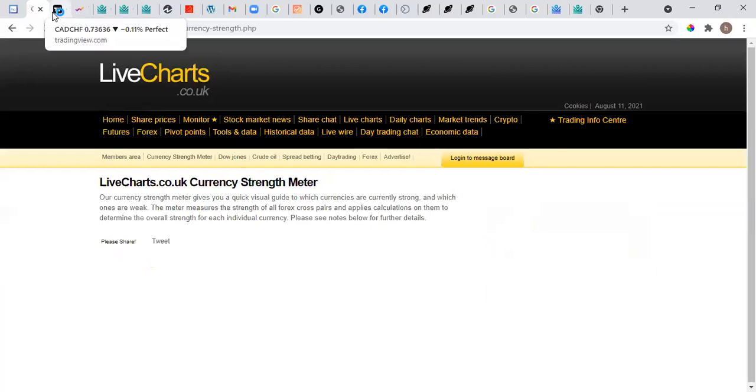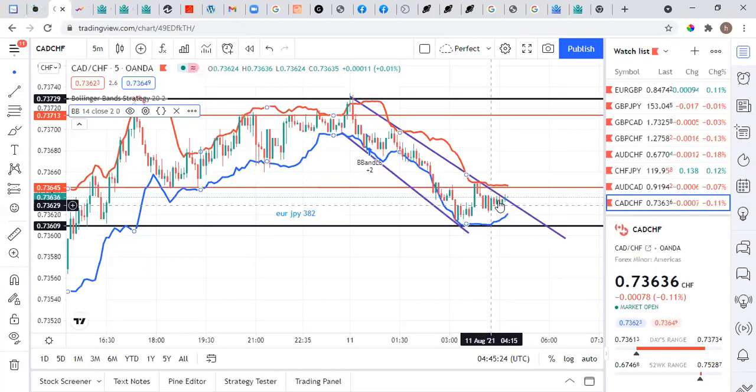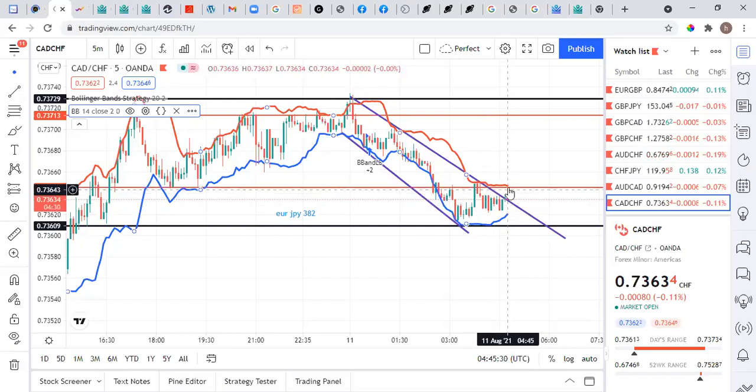But I still think this will sell at this area, because it's a downtrend. In fact, it's even struggling to get up there. It's coming down already. It's respecting this line already, my trend line.